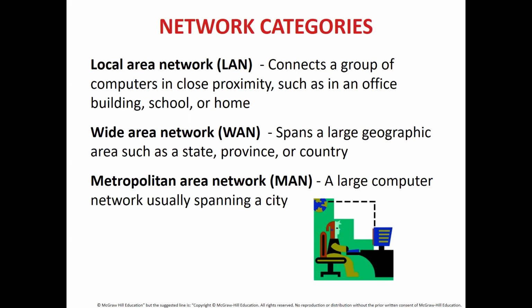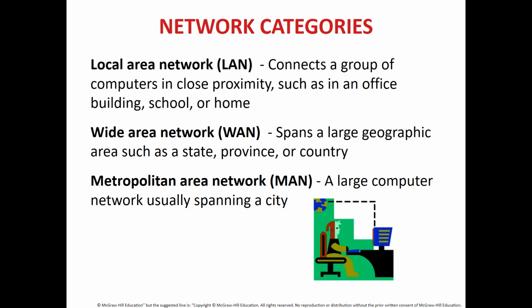Now we'll read them and then I'll try to explain in simple terms. Local area network, or LAN, connects a group of computers in close proximity, such as in an office, building, school, or home. Wide area network spans a large geographic area, such as a state, province, or country. Metropolitan area network, MAN, is a large computer network, usually spanning a city. The difference between the 3 is the area of coverage. LAN, for example, only covers within a building, so LAN is the smallest network.